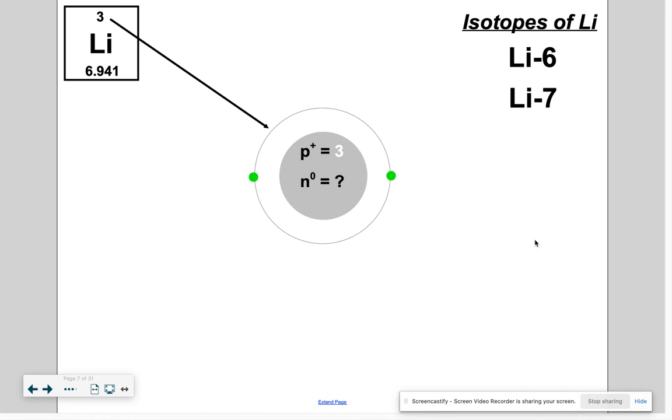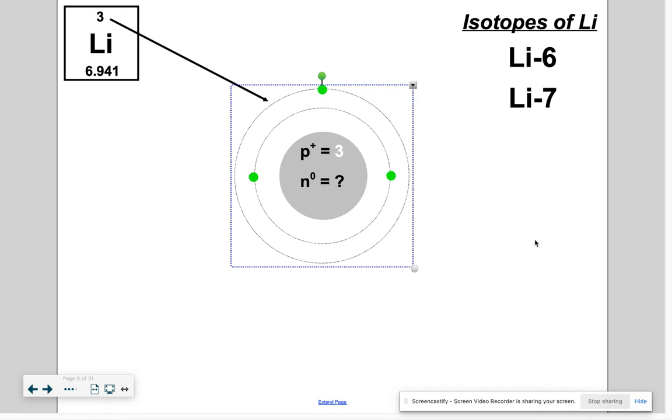Well, we need to put a third electron here. So that means we need to go out to the next energy level, the next electron cloud, and we're going to put that third one out there. Great. We're pretty much done with our Bohr model at this point.